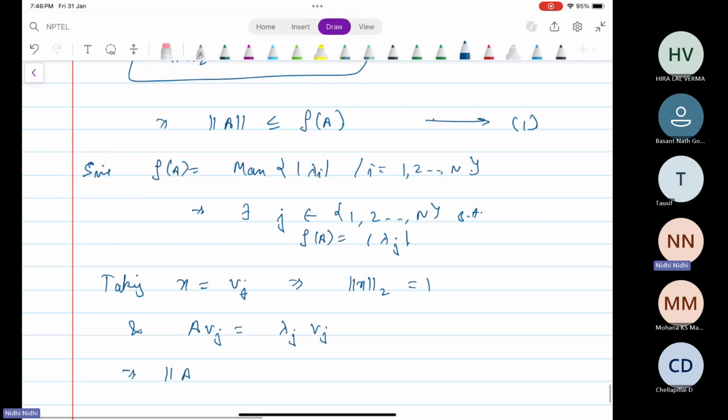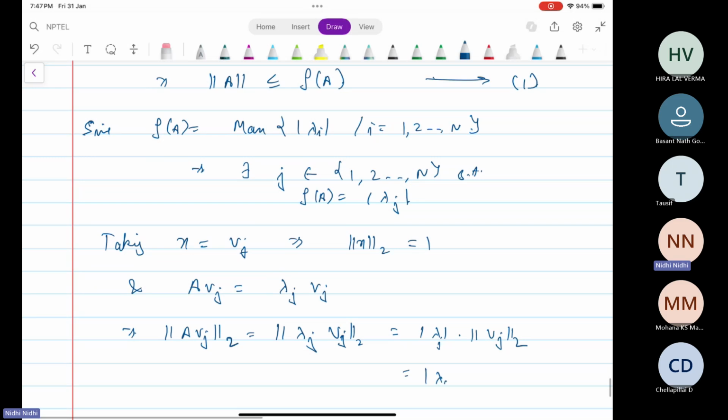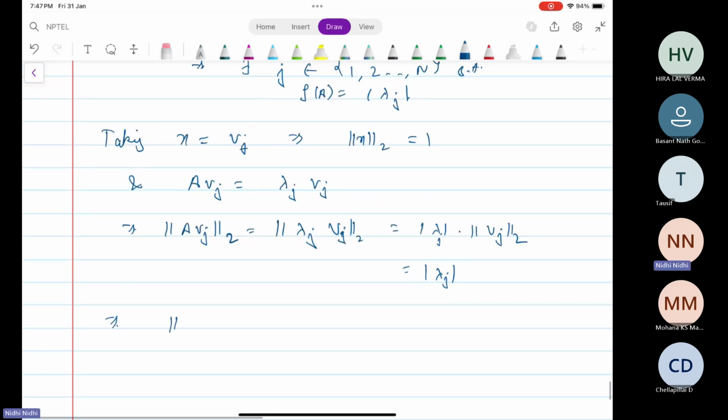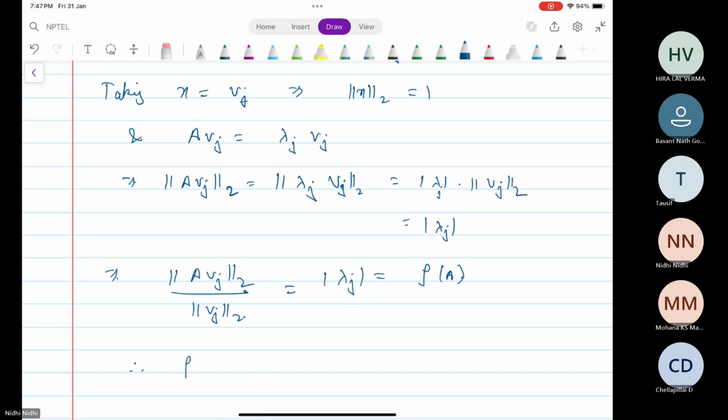This gives us the norm of Avj is equal to norm of lambda j vj, which by the property of norm is equal to modulus lambda j times norm vj2, which is equal to modulus lambda j. This gives us norm Avj2 by norm vj2 is equal to modulus lambda j, which was our spectral radius. Hence, spectral radius is equal to our operator norm.